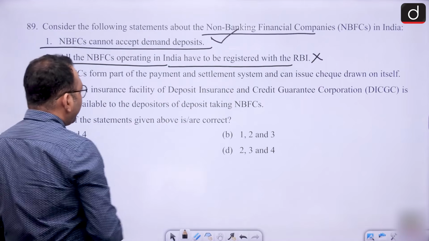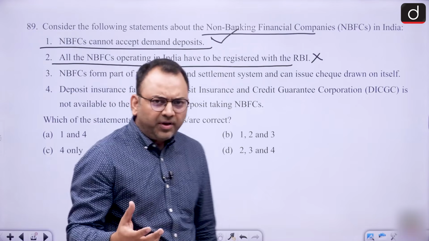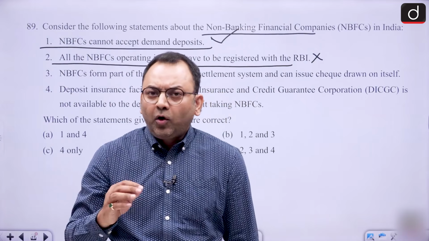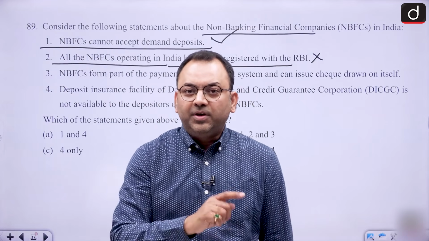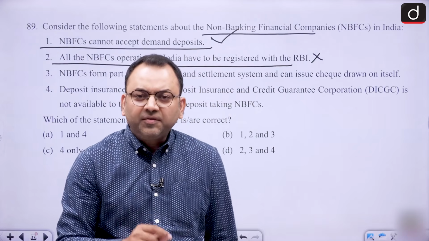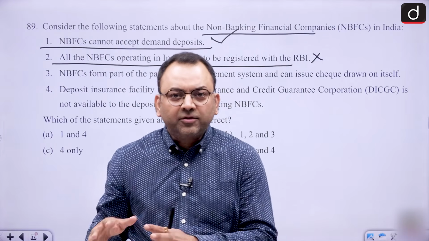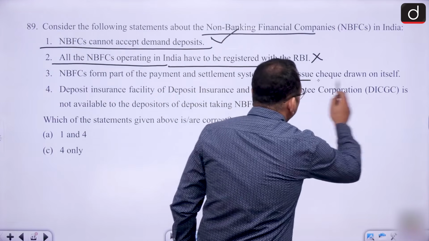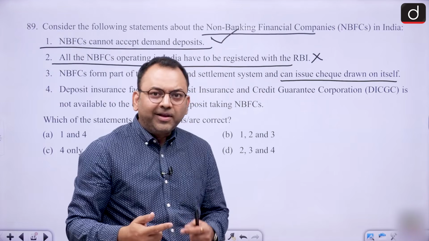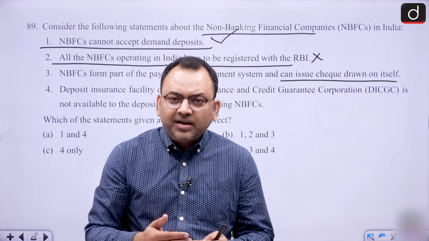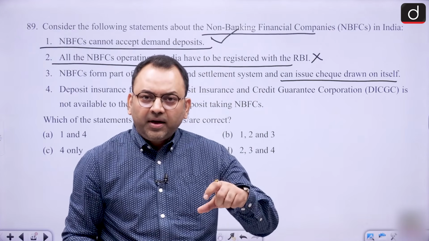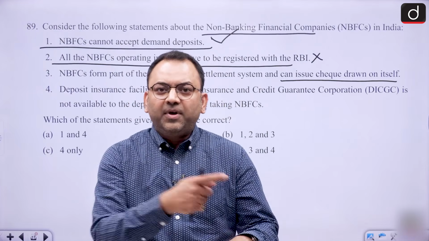Friends, you see, any NBFC you take, Mahindra Finance, Tata Finance, say Muthoot Finance, they all have bank accounts in the bank only, right? The NBFCs hold their money with the banks only. That's why they can't issue a check drawn on themselves. The checks are issued by the banks, or the banks are a part of the settlement system, not the NBFCs. The bank will be an intermediary between you and the NBFC, right?